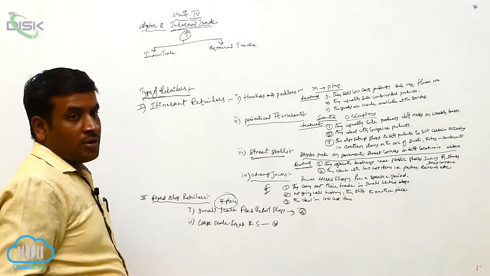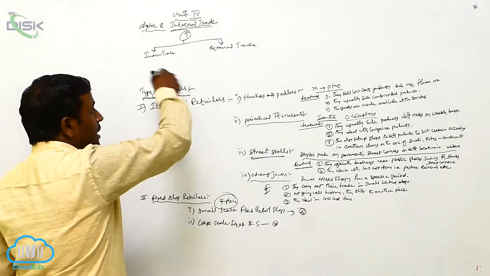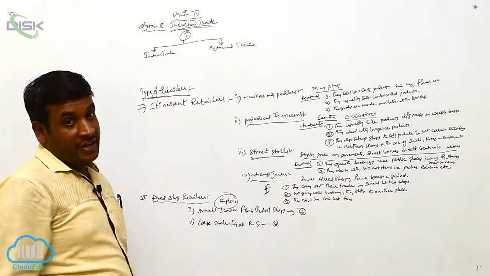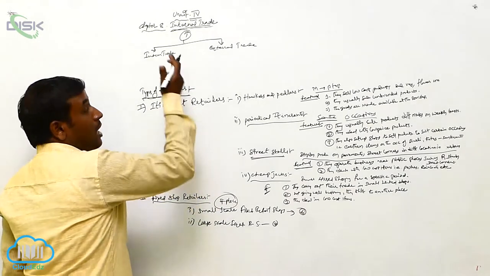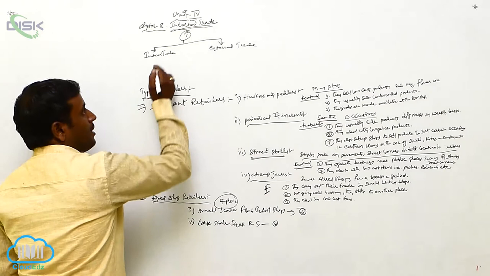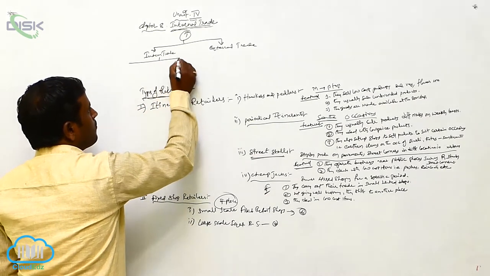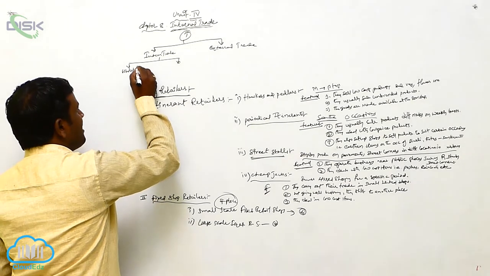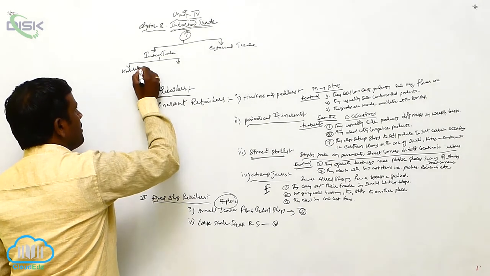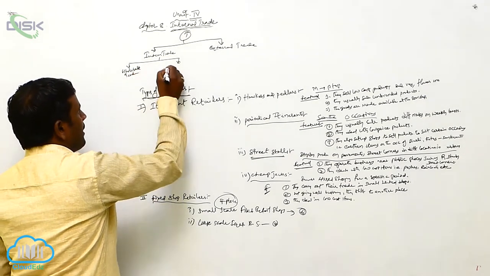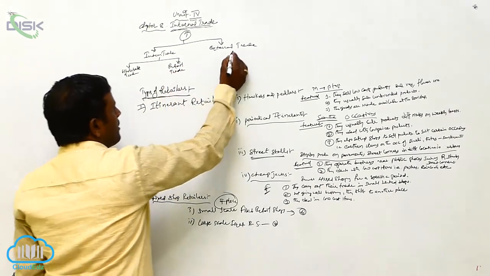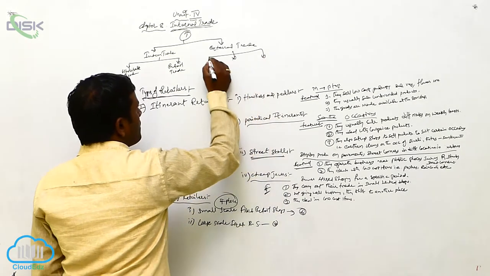Keep in mind that you can do the diagram itself, completely and clearly, without looking at the textbook. Okay, in internal trade, we have wholesale trade and retail trade.